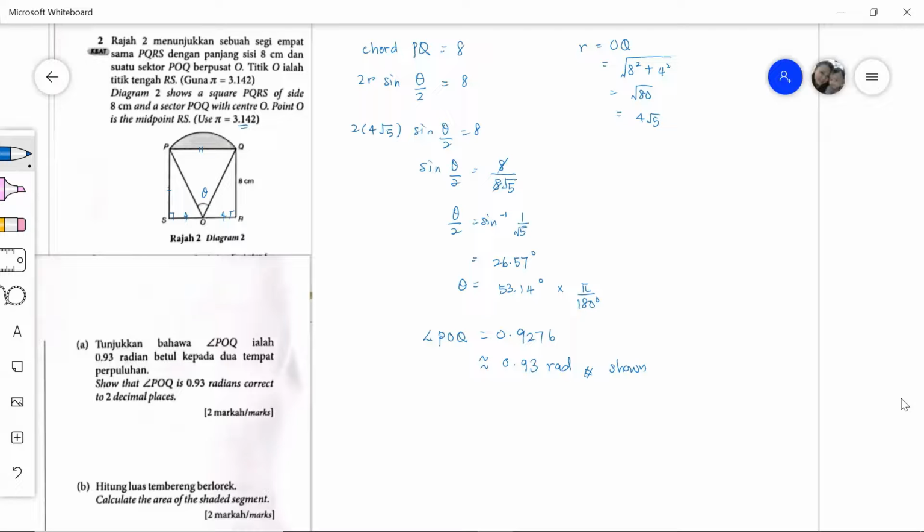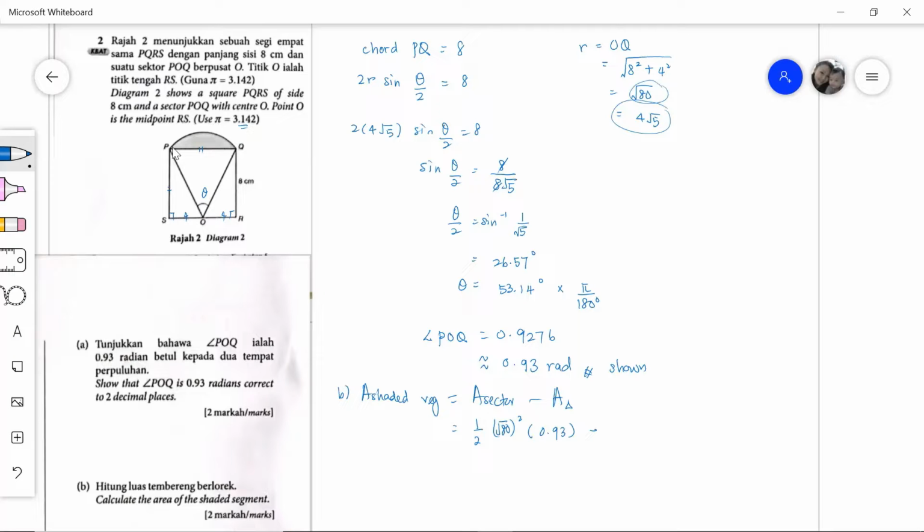All right. Now, next, we have to calculate the area of the shaded region. The area of the shaded region will be the area of the sector minus the area of the triangle. The area of the sector will be half r squared theta. So we square root 80, squared, and then use theta 0.93, the value that we found in part A, and then minus the area of the triangle.